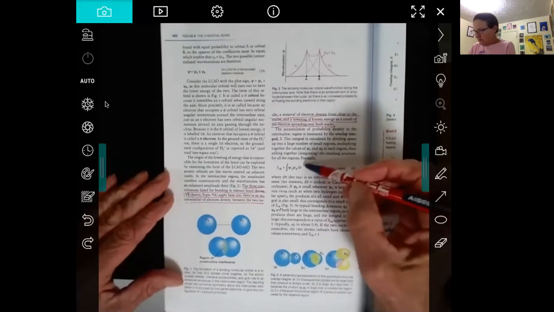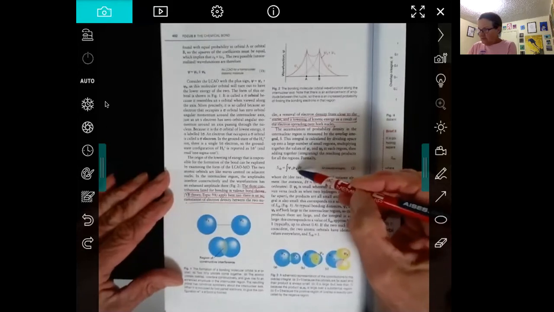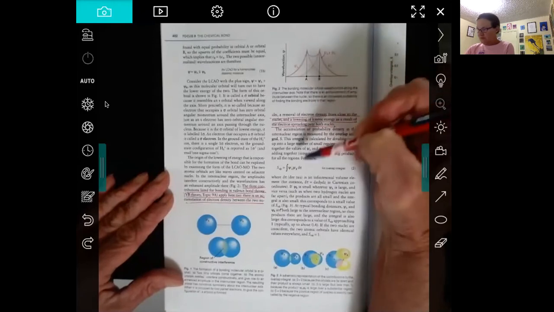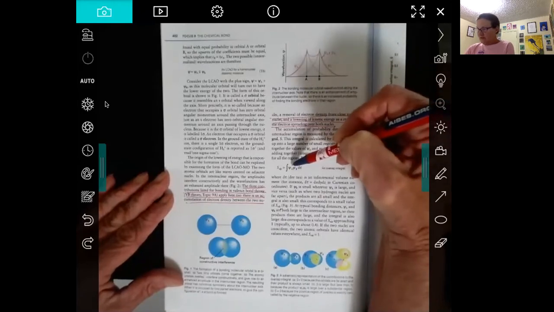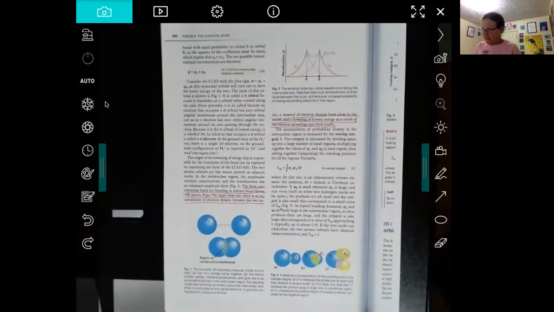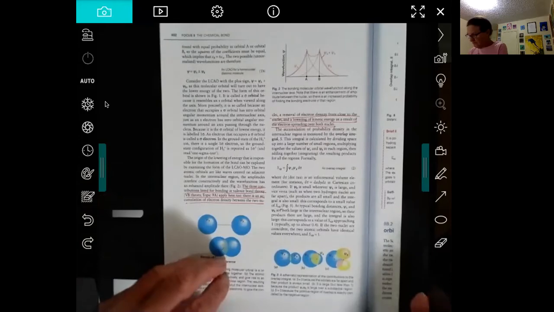So this overlap integral, S_AB, is called the overlap integral, and it's really just the sum of the wave functions in between the nuclei. So the product of the wave function 1s on the A atom and 1s on the B atom. And so that's going to tell you essentially how strong the bond is, how much overlap there is between the two nuclei.